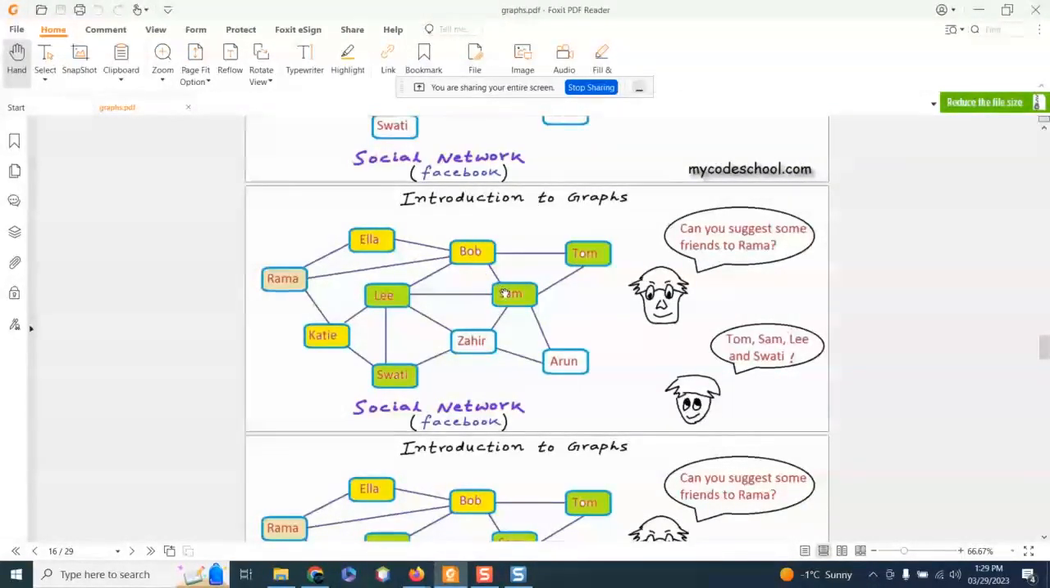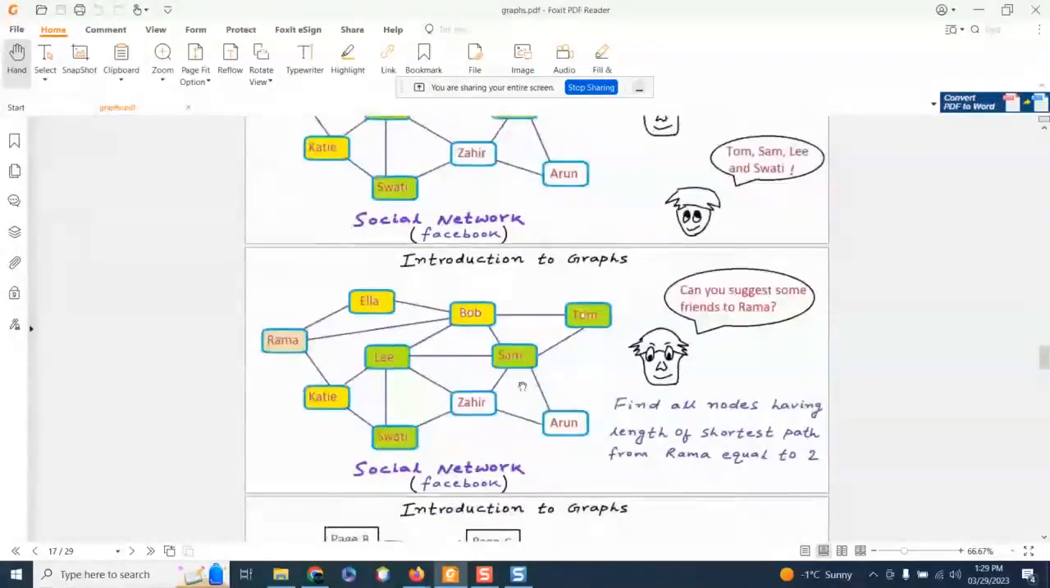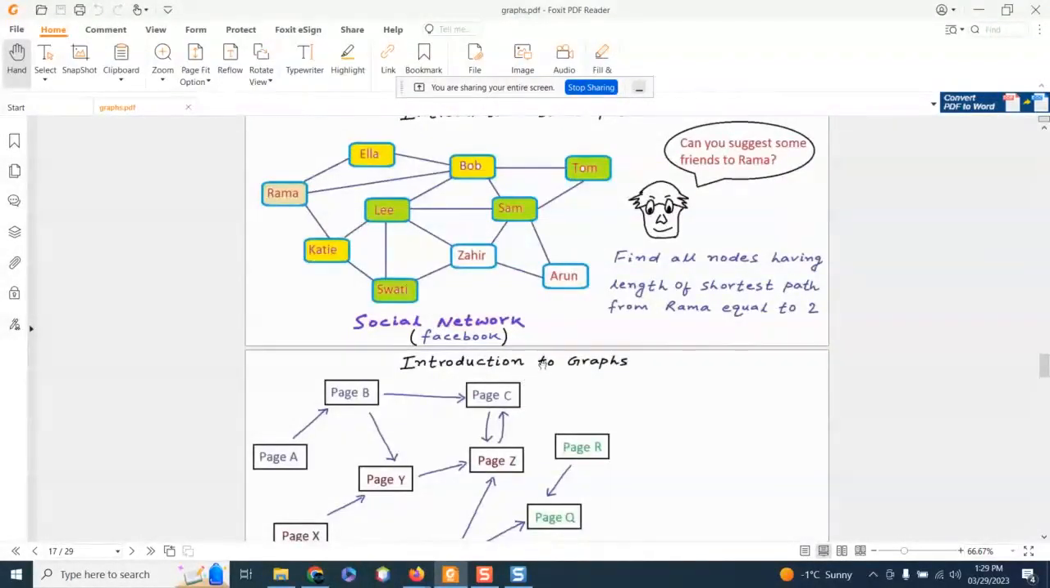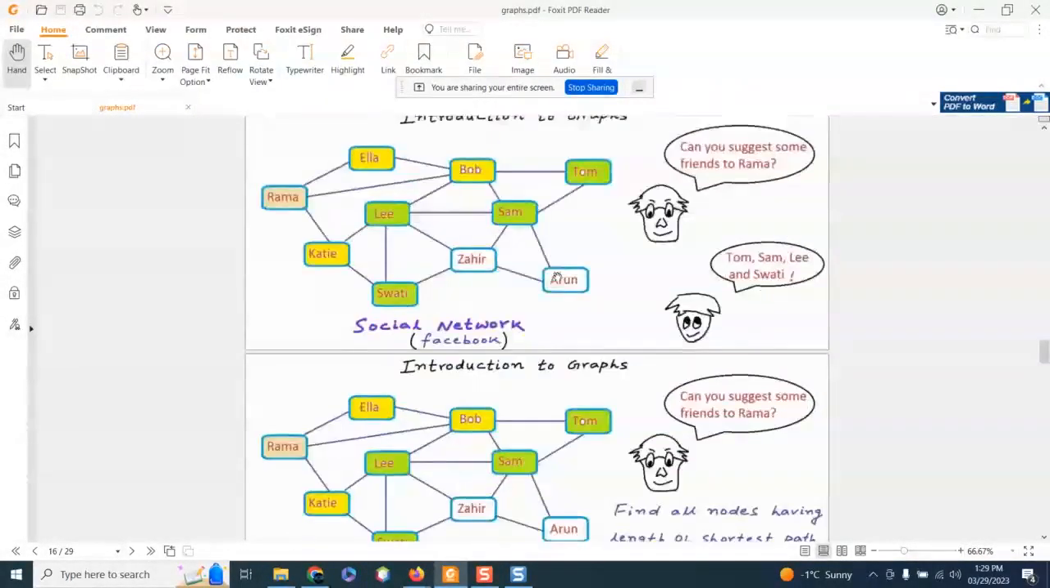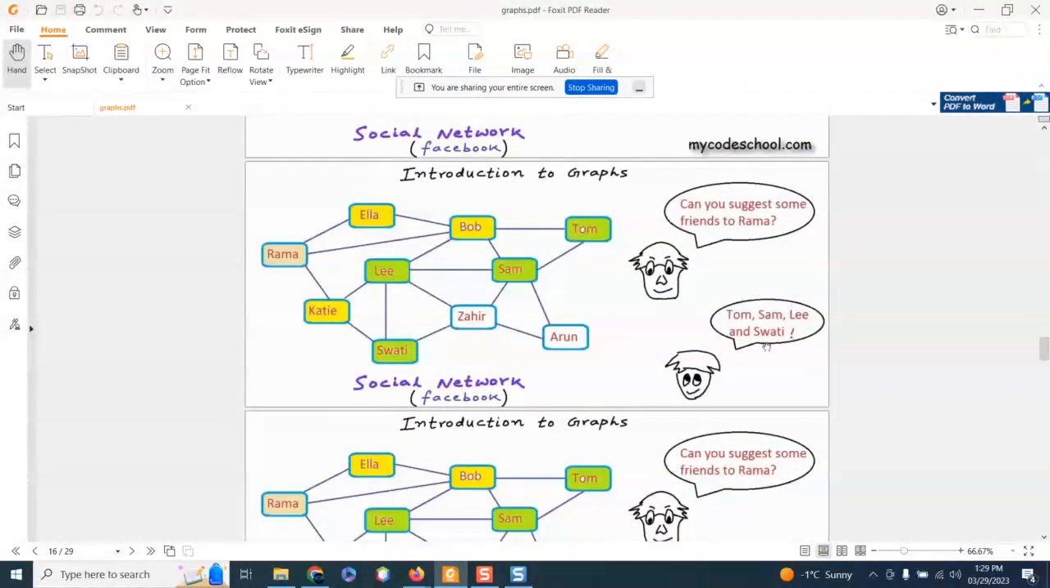Through Bob, we have Tom and Sam as friends. This Sam is not coming through Katie or Ela because Katie does not know anything about Sam. And last thing, Swati can be a friend through Katie. So these are the four entities that you can see that can come as a friend to Rama. The answer is Tom, Sam, Lee, and Swati.